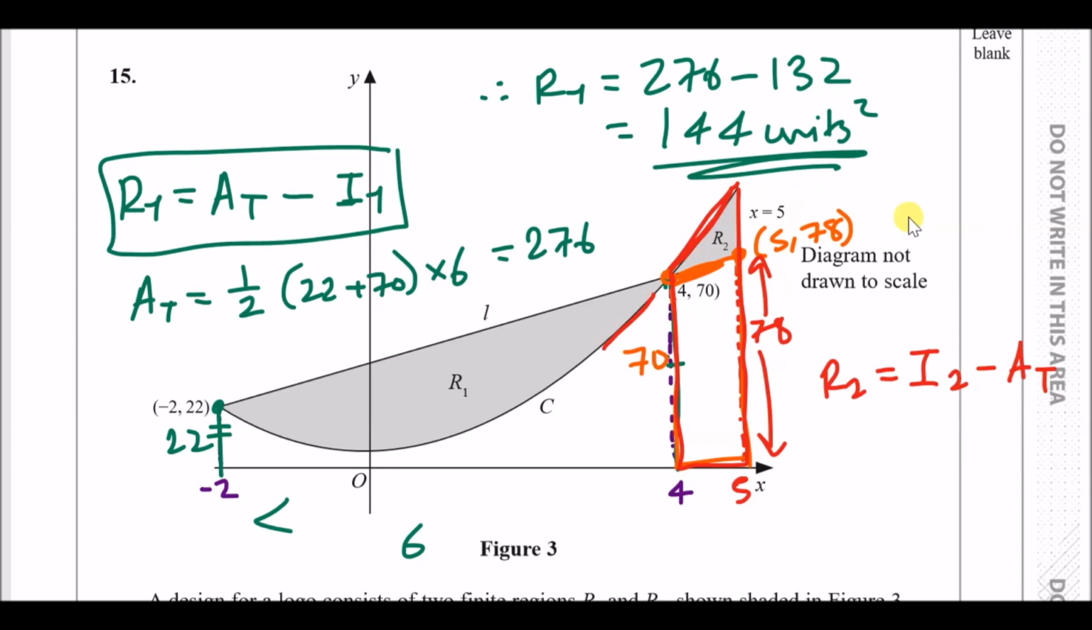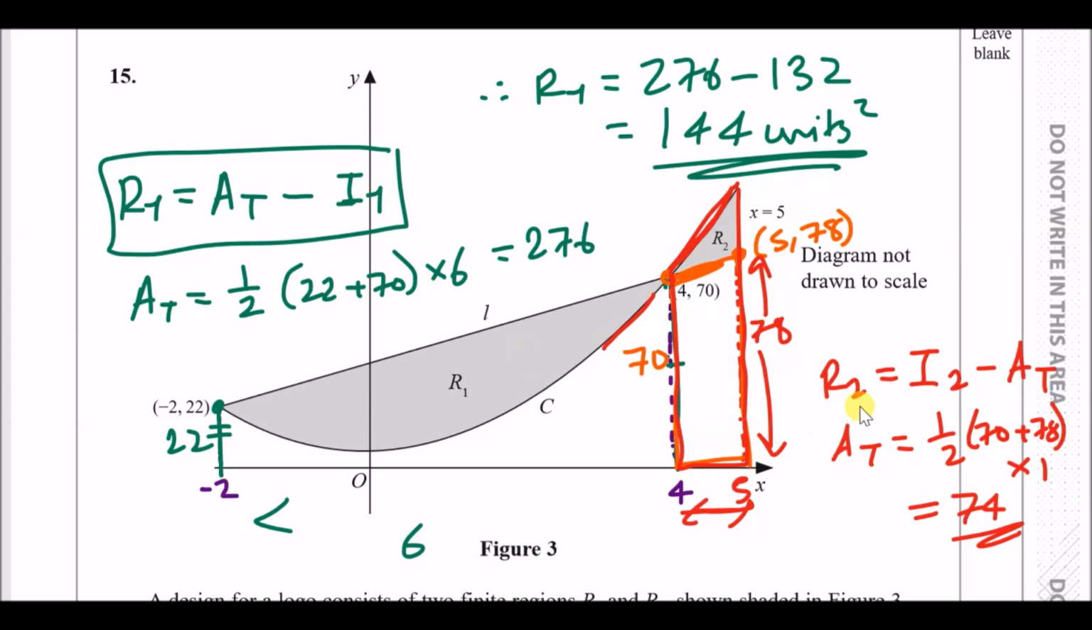So for the trapezium, the area is going to be the average between the two parallel sides, so (70 plus 78) over 2, times the width. Well, the width is just 1 between 5 and 4, so times by 1. Putting this in your calculator, you should get 74. So the area of the trapezium is done.